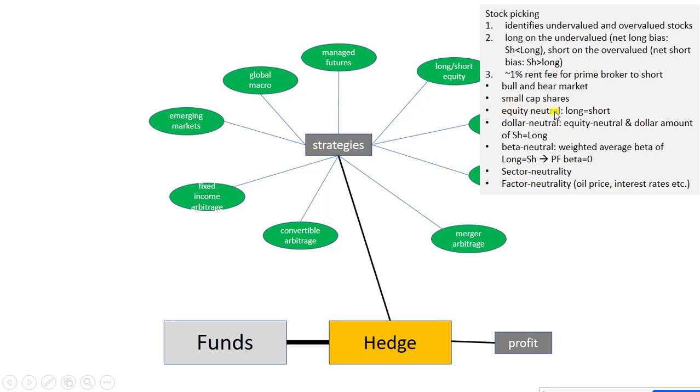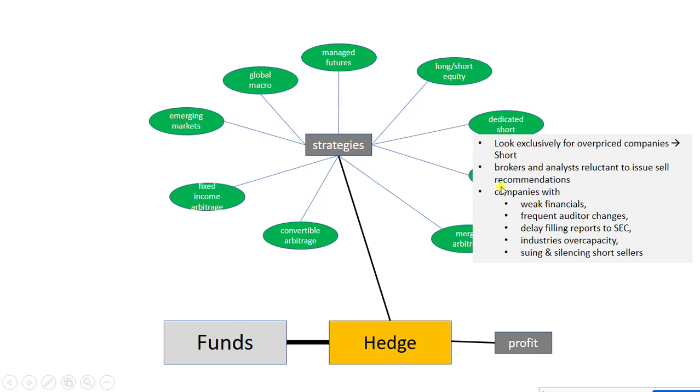It can also have an equity neutral position, when long and short is the same. It can be dollar neutral, so it's equity neutral and the dollar amount of the short and long position is the same. It can be beta neutral, when the average beta of the long and short position is 0. I already mentioned beta, how they are related to the overall market or systemic risk, but this is coming back again. It can have sector neutrality, it can be factor neutrality, so how can we rule out oil price changes or interest rate changes and so on.